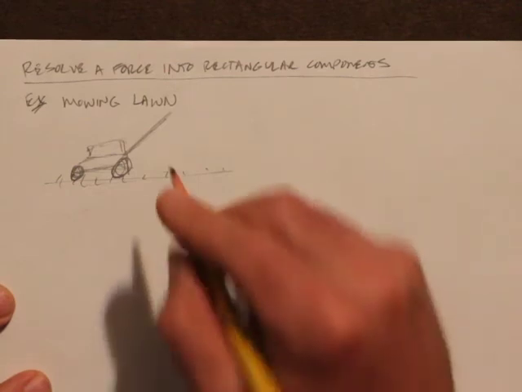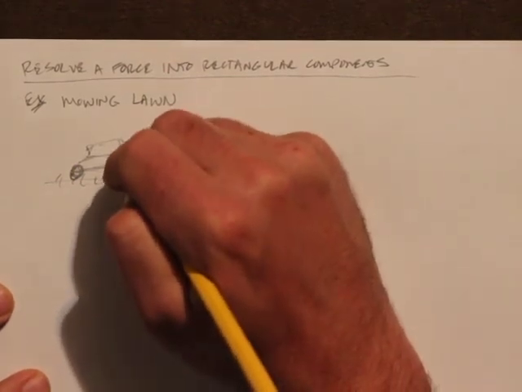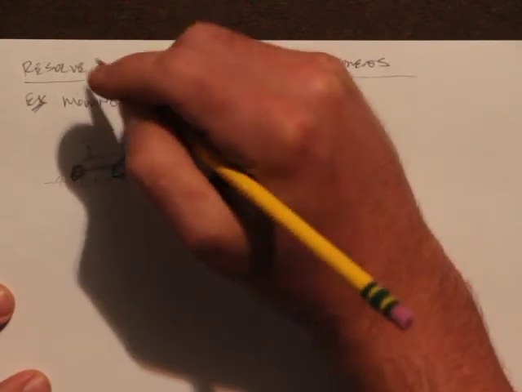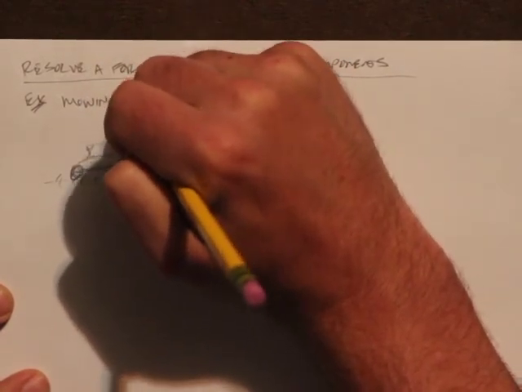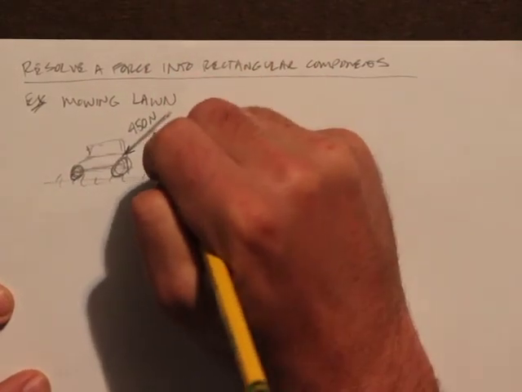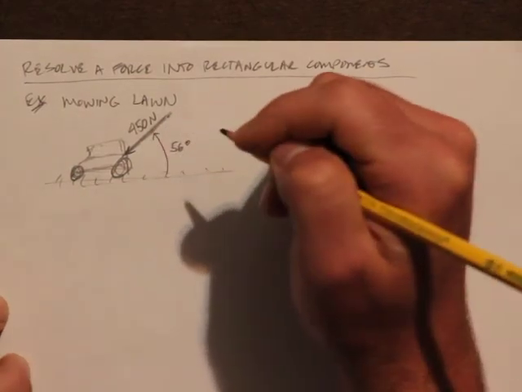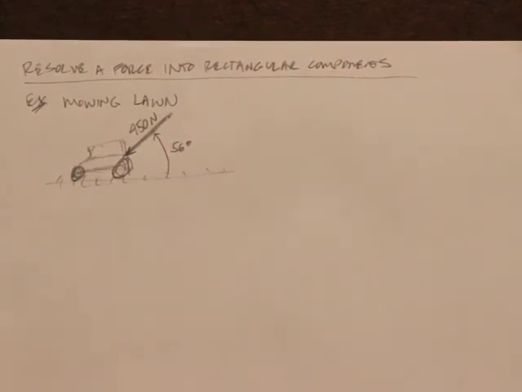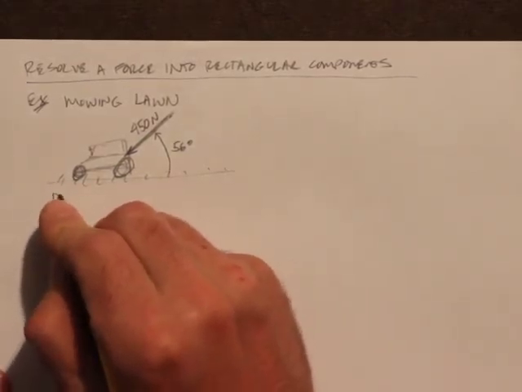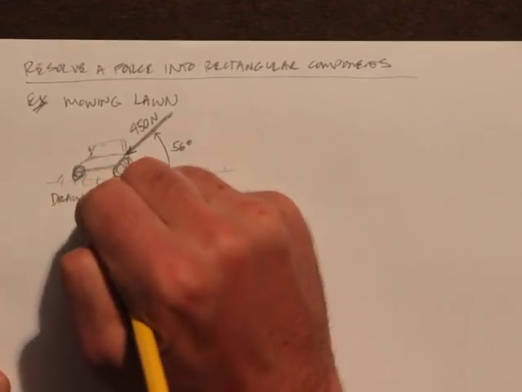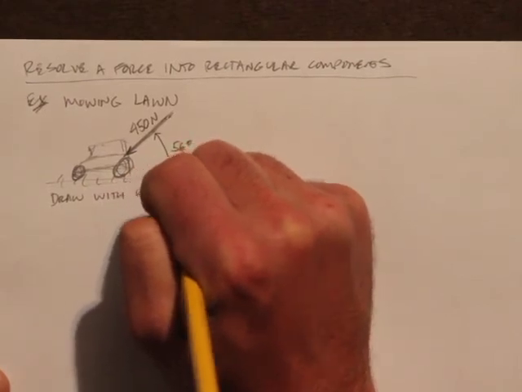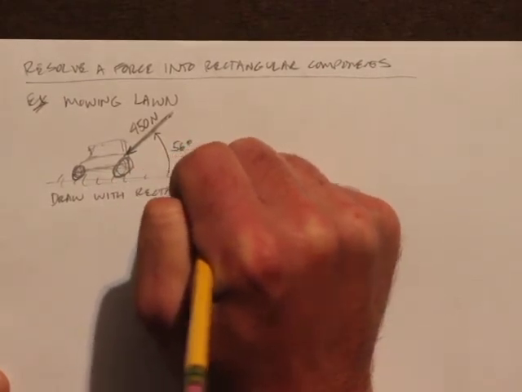All right, lawnmower. So when you push on a lawnmower, you push down with this force, and this is 450 newtons, and this is 56 degrees. Now we're going to draw the rectangular components.